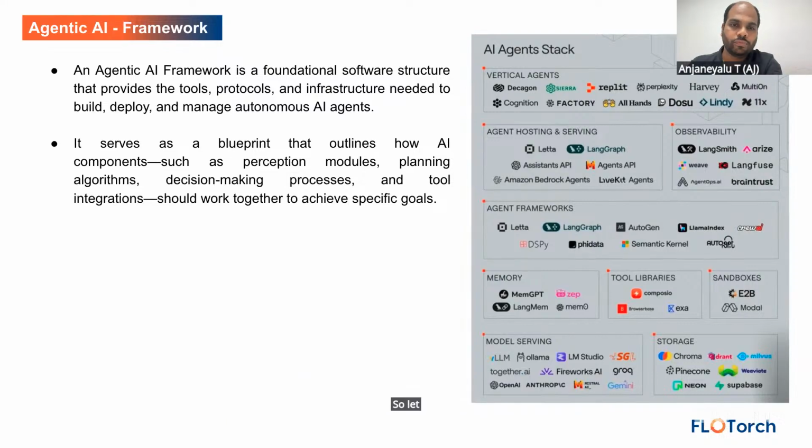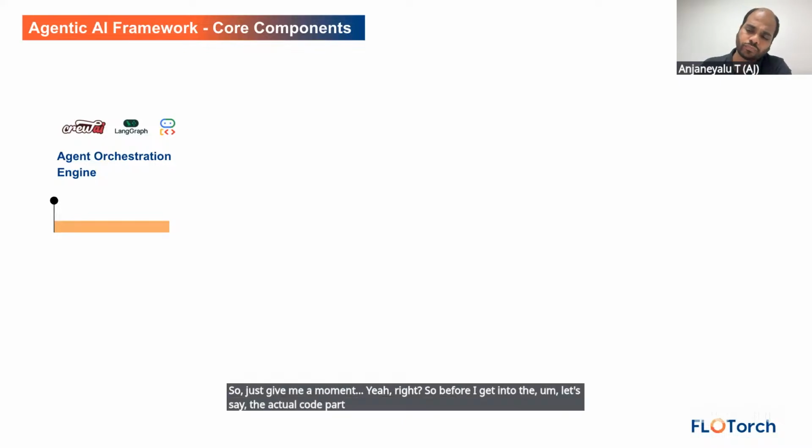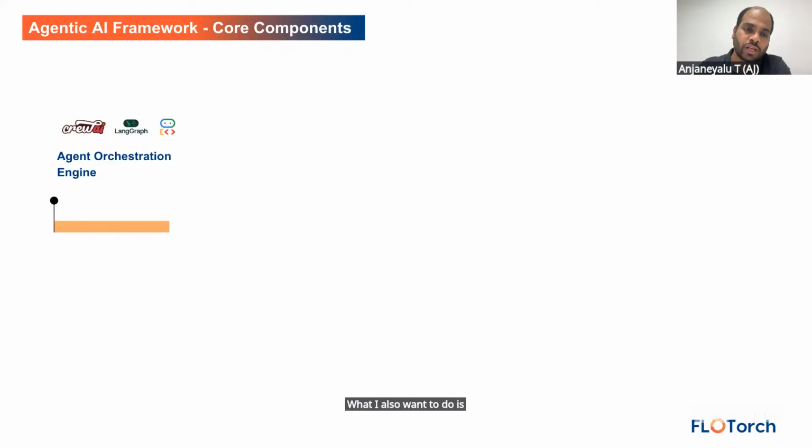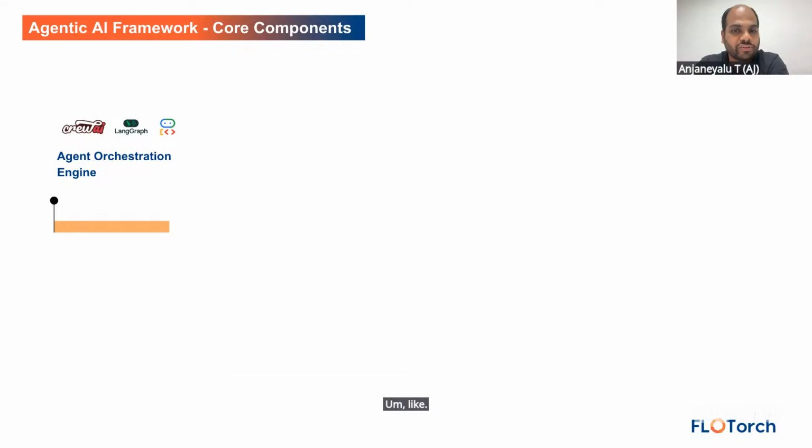So let me move my slide to the next one. Just give me a moment. Before I get into the actual code part or the demo part, I also want to walk you through these components stage by stage, so that we are all on the same page. This will help you understand what's happening behind the scenes when we run our agent. Think of this as the anatomy of an agent framework. These 6 components we are going to see one by one, and how they behave.